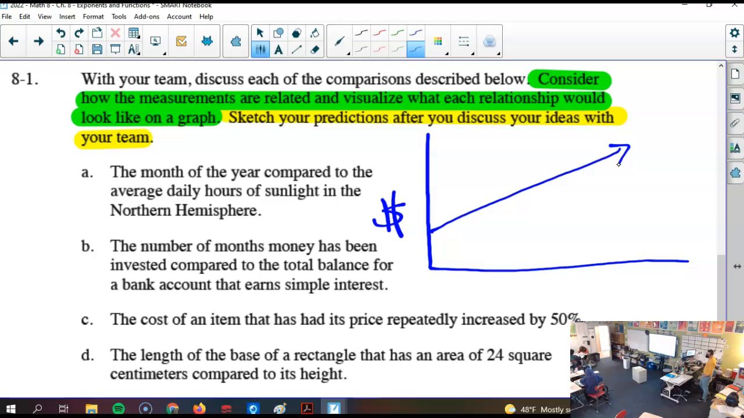And then D, and there's a reason I'm not drawing either of these up there right now. D, the length of the base, I wish they would just say the base. The length of the base of a rectangle that has an area of 24 centimeters compared to its length. What? We'll circle back to these. If that doesn't make sense, don't worry, we'll circle back.